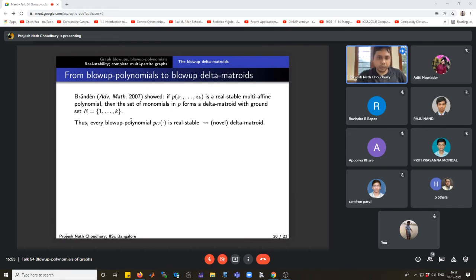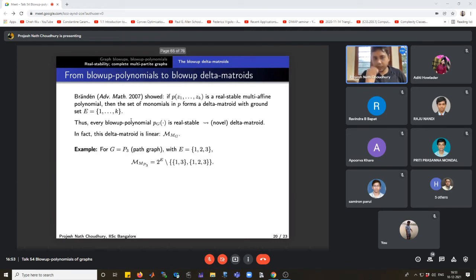In fact, more is true. In fact, this delta matroid is linear, because the feasible sets correspond to the subsets I for which the modified distance matrix is invertible. So this delta matroid is linear. We denote this Blowup delta matroid as M_G.